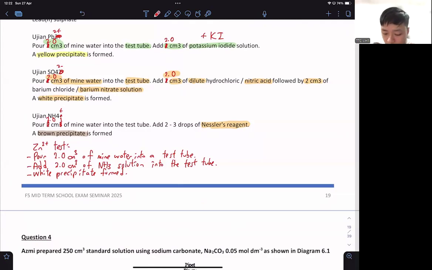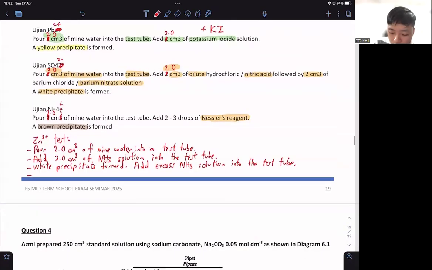After that, you add excess ammonia solution, you can say full ammonia solution, into the test tube. Then the white precipitate will dissolve into the solution. That's it.